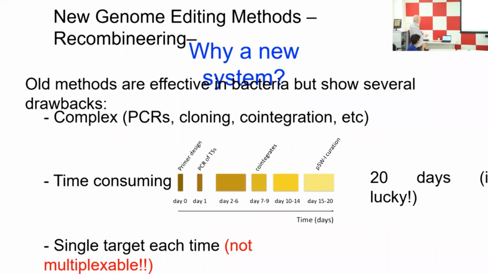Okay, and therefore new systems have been developed. Apart from being time-consuming, another big limitation is that these systems are not multiplexable. That means that you have to get one mutant at a time. Okay, I make one mutant and another mutant and another mutant and another mutant and another mutant.